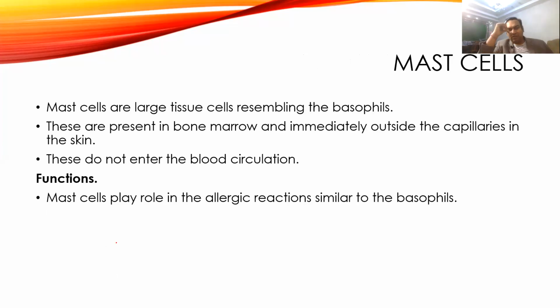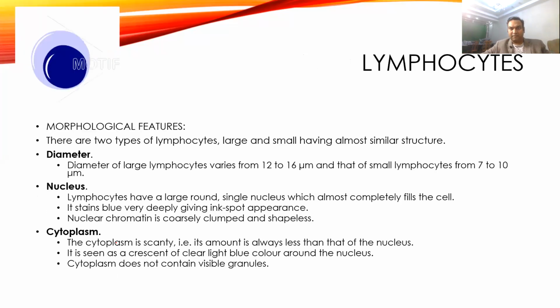Then come to the mast cell. Mast cell is one of the large tissue cells which has a function similar to the basophils, but it is nothing but the basophil activated and goes into the tissues, where they lodge. They are also present in the bone marrow and also present in the blood. Once they come out of the blood, they do not enter back into the circulation, and these are responsible for the production of allergic reactions.